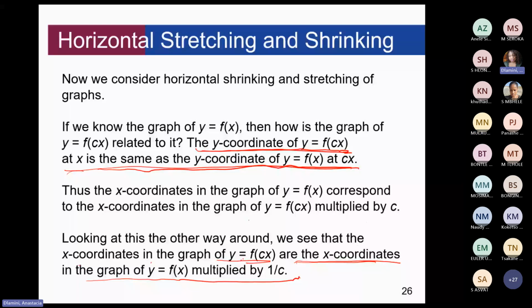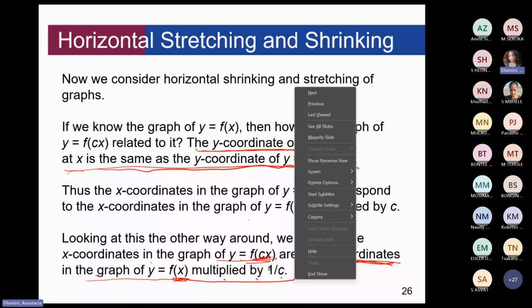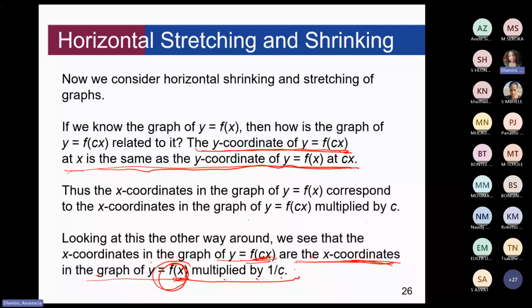multiplied by 1 over c, meaning that we will take the x coordinate of the original function, multiply by 1 over c to get the new x coordinate of f of cx. Does it make sense?